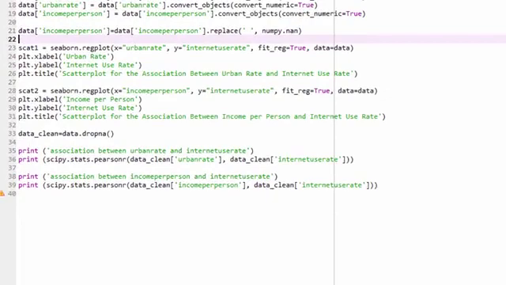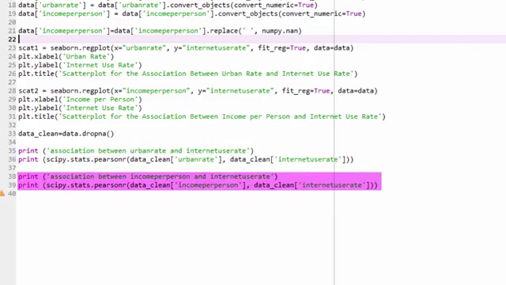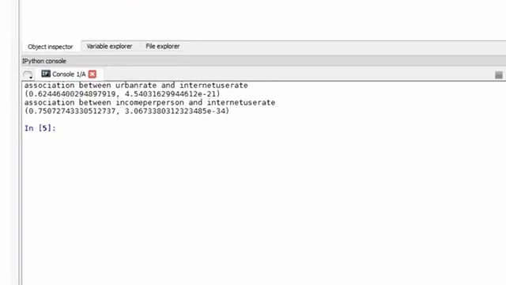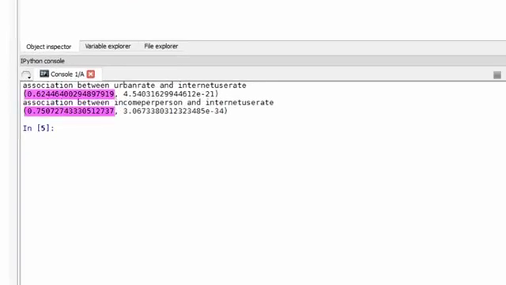First, I create a new data frame I am calling data clean, or data_clean, that drops all missing, that is, NA values for each of the variables from the gapminder dataset. We do this because a correlation coefficient cannot be calculated in the presence of NAs. Next, I request a Pearson correlation measuring the association between urban rate and internet use rate, and then between income per person and internet use rate. I use the pearsonr function from the SciPy stats library and include each variable pair in a separate command. Python will then generate both the correlation coefficient and the associated p-value.